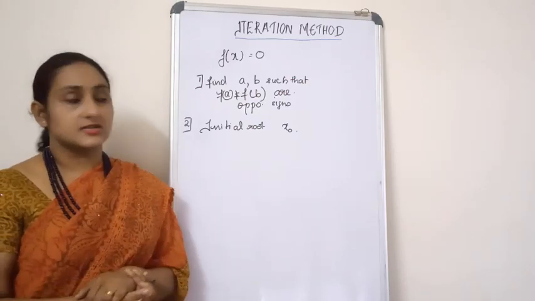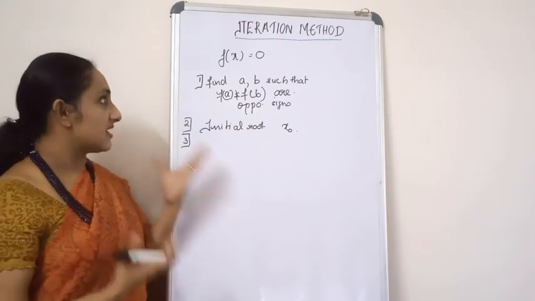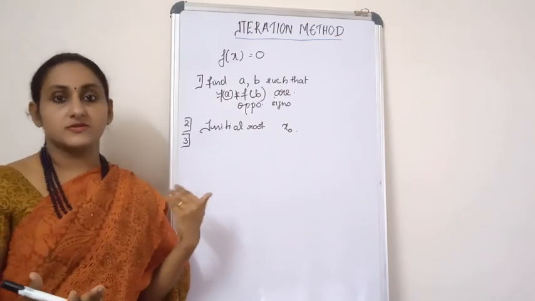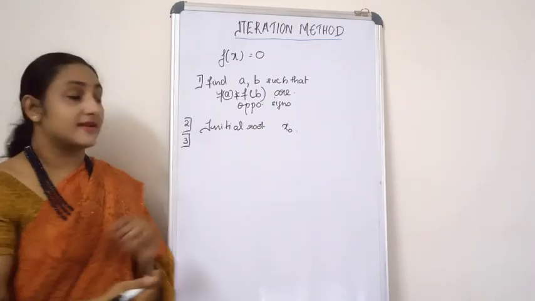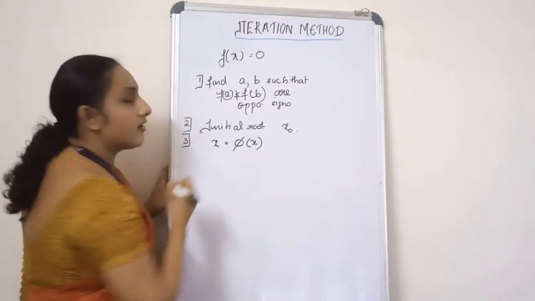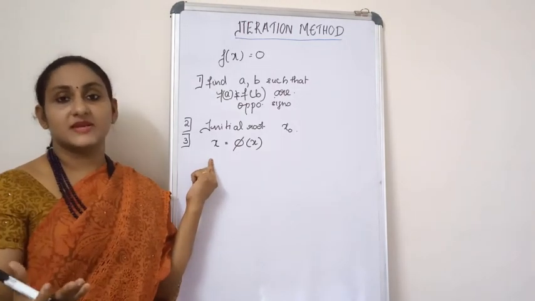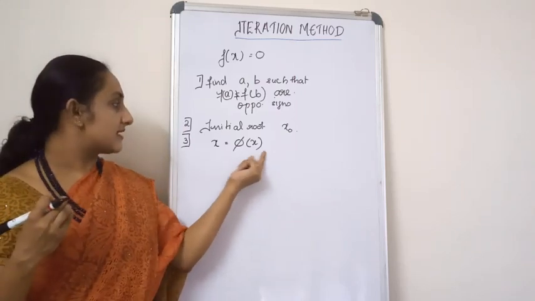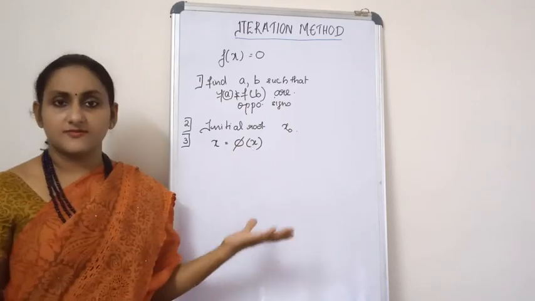After finding the initial root, the third step is the most crucial step. That is, if you are given a function f of x is equal to 0, now I haven't written any example over here. When I move on to the example, you will understand this third step more clearly. You will have to express your x in terms of another function called phi of x. I am repeating this, you will understand it better when we move on to an example. So just keep this third step in your mind, that is, express x in terms of another function called phi of x.